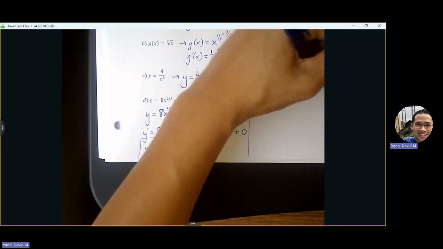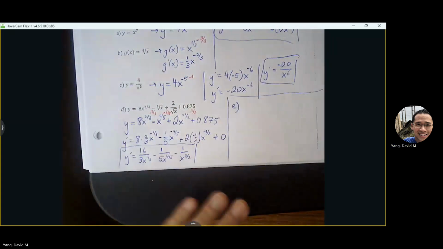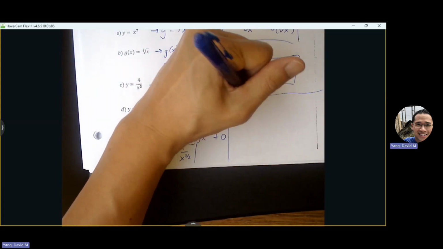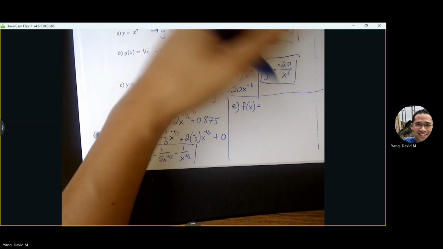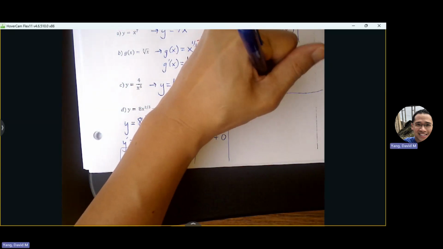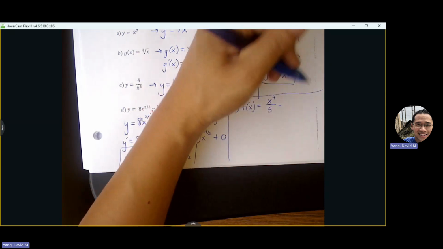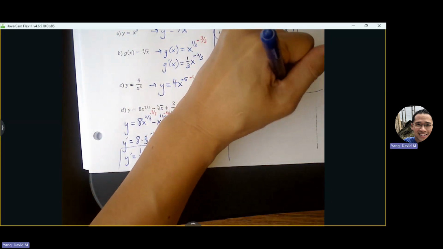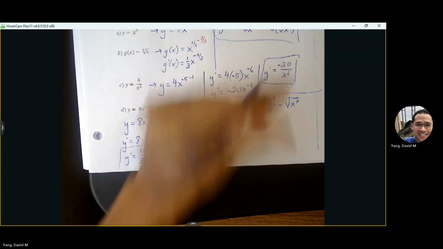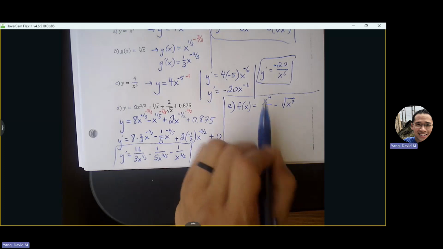Okay, let me sneak in a part E here. Let's say I had f of x is equal to x to the 4th over 5, minus square root of x to the 7th. We're going to do power rule here.